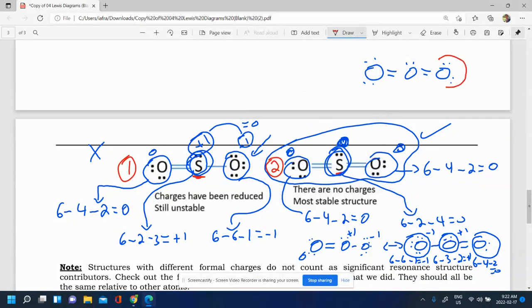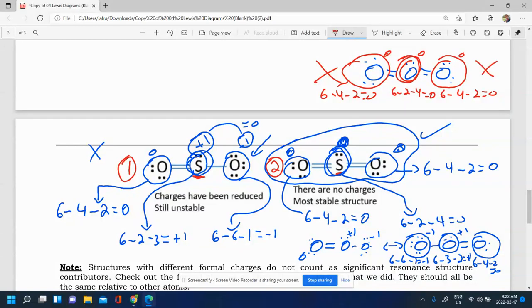So you can try that, and if you did this, you would get 6 minus 4 minus 2, that's 0. Here you'd have 6 minus 4 minus 2, that's 0. And then here you'd have 6 minus 2 minus 4 again, and that's 0. And so you might say, well, these are all 0, 0, 0. So this is the better structure. However, what a lot of you are probably saying right now, no, this is wrong. You can't do that. Look, oxygen is in period 2. It can't have an expanded octet, so you cannot choose this one.